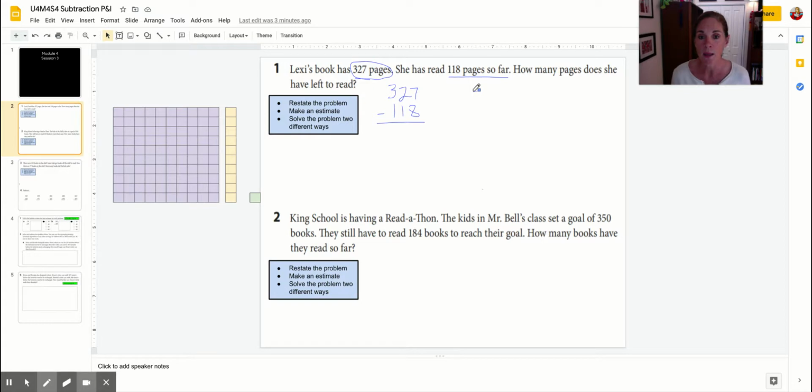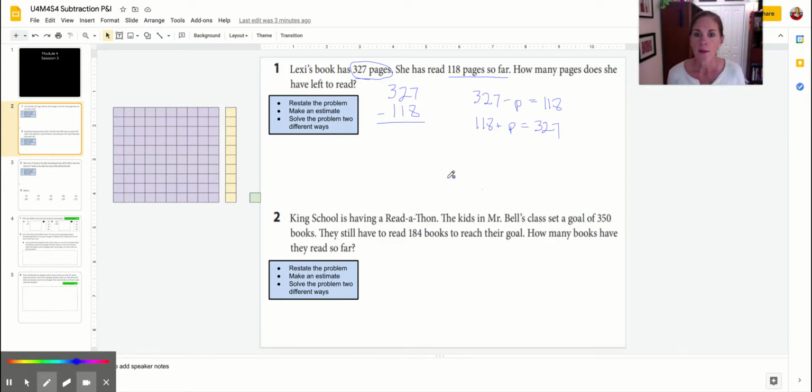You could also say 327 minus 118 equals P, where P is for pages, or 118 plus P equals 327. Now, I think these different ways lend themselves to using a number line. You probably have lots of different ways you can solve the problem.